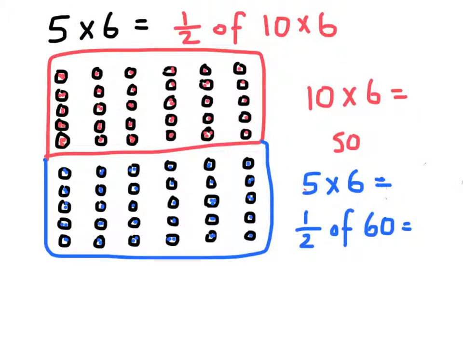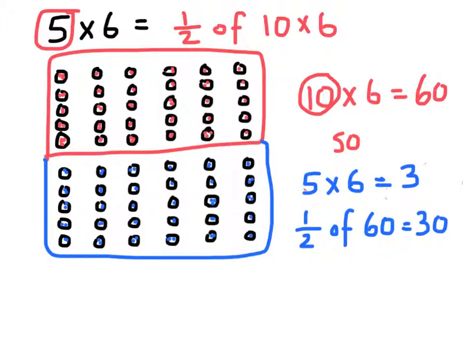Let's look at another example. 5 times 6. What we're looking at here is the number 5, 6 times. If you imagine the number 10 6 times, that would give you the answer 60. So 5 times 6 is half of 60, which is 30.